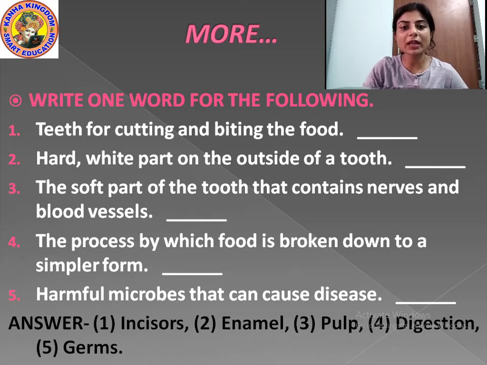Then number 4, the process by which food is broken down to a simpler form, it is digestion. D-I-G-E-S-T-I-O-N. Digestion. Then number 5, harmful microbes that can cause disease, those are germs. G-E-R-M-S. Germs.